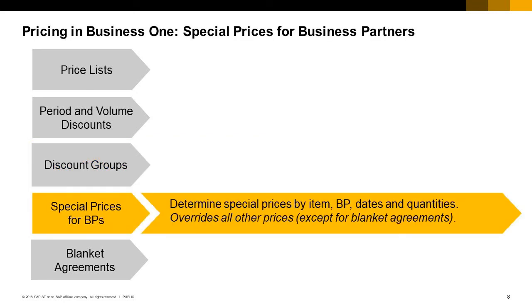Sometimes you want to give an even better deal to your favorite customers. In that case, you can use special prices for business partners. You can base your discounts on any price list, or simply enter them manually. You can define discounts by date range and quantities and units of measure. Special prices defined for a business partner override all other prices except blanket agreements. However, please note that the unit of measure defined in the special price must match the unit of measure specified in the row for the discount to apply.